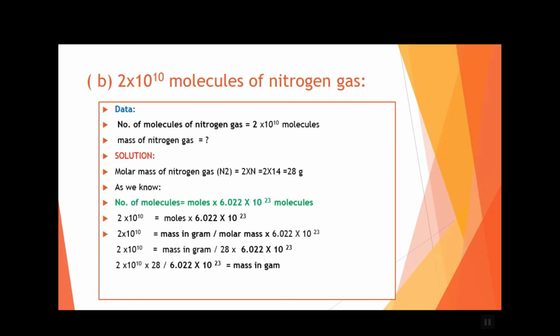So we get the mass in gram. Students, finally we get the answer. Mass of nitrogen gas is equal to 9.3 exponent minus 13 gram. So students, whenever we have 2 exponent 10 molecules of nitrogen gas, the mass present in that amount of molecules is equal to 9.3 exponent minus 13 gram. Yes students, now this is our answer.